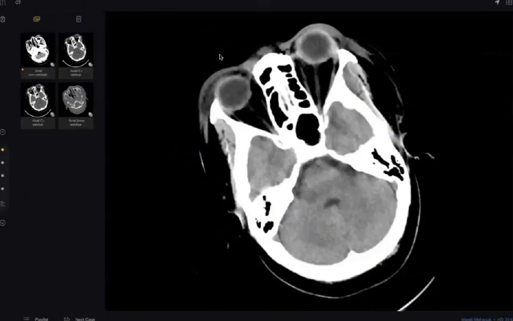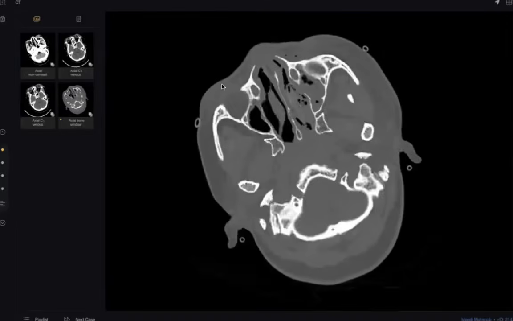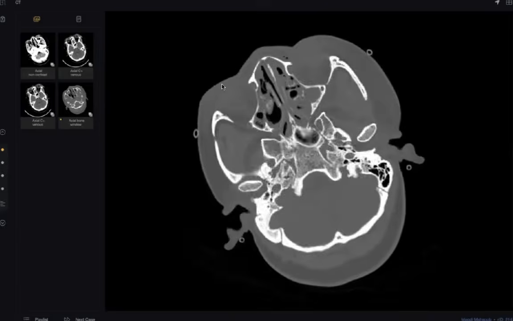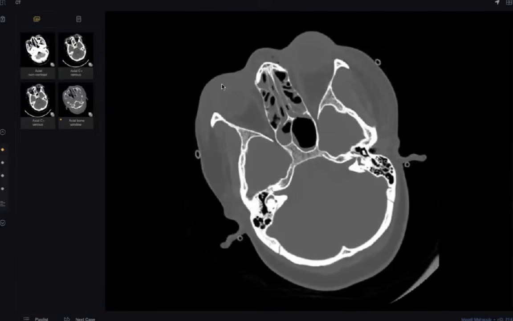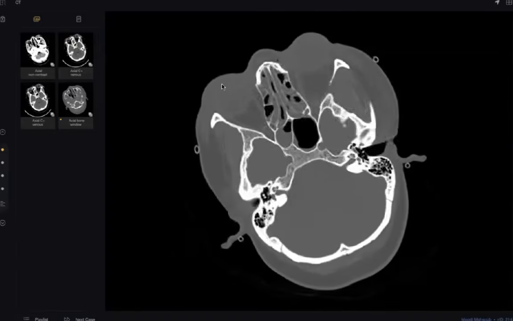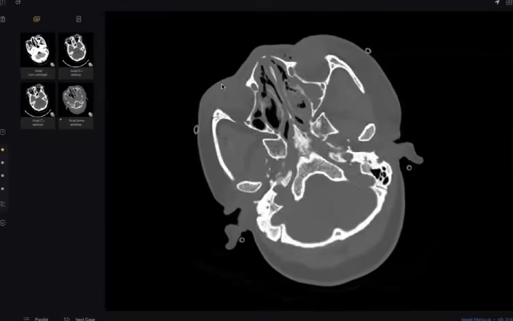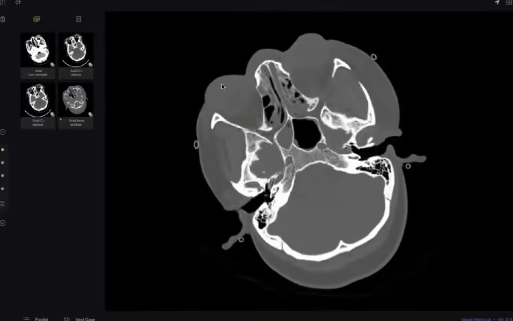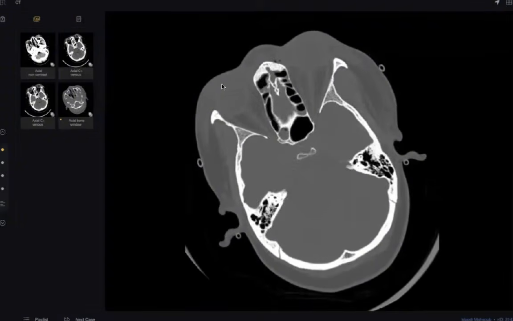In my routine practice, I will check the bone window and the other planes like sagittal and coronal. In the bone window, there is extensive opacification of the left maxillary sinus. I think there is mild proptosis. Yes, the left eye shows mild proptosis, and there is soft tissue air in the preseptal space.